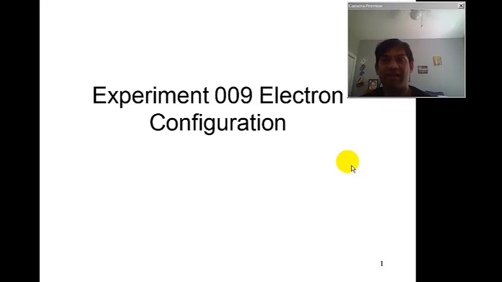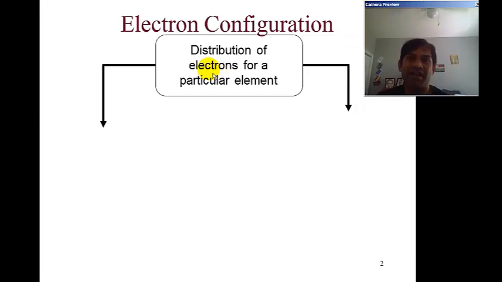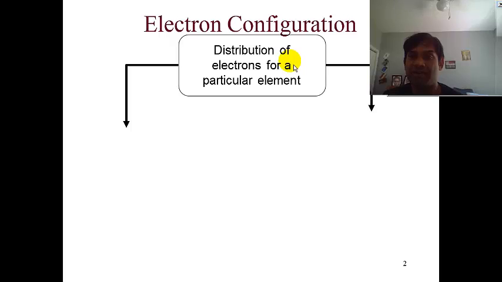For this lab, you will be studying electron configuration, but before we go into depth of what electron configuration is, I thought I'd give a brief lecture about the subject as sort of background information. So first, electron configuration, in its simplest sense, is the distribution of electrons for a particular element.